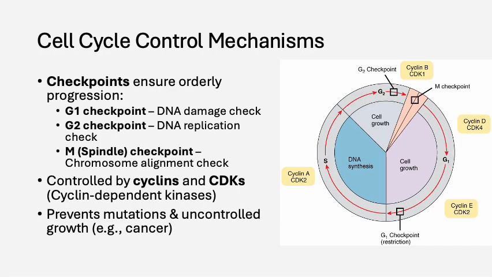Cell division is tightly regulated to ensure accuracy and prevent damage. The cell cycle includes checkpoints that monitor cell size, DNA integrity, and chromosome alignment. At the G1 checkpoint, the cell assesses whether conditions are favorable for division. The G2 checkpoint verifies that DNA replication is complete, while the spindle checkpoint ensures chromosomes are properly aligned before separation. These control mechanisms protect the organism from mutations and uncontrolled cell growth.